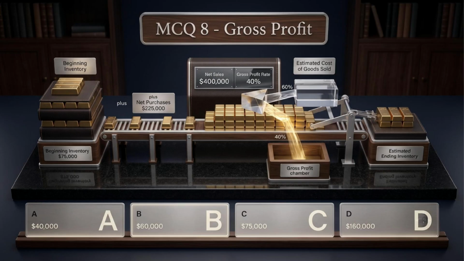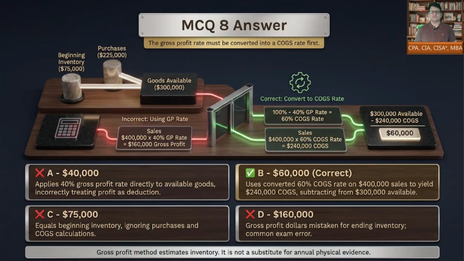The estimated gross profit rate is 40%. Using the gross profit method, what is estimated ending inventory? A $40,000, B $60,000, C $75,000, D $160,000. Convert the gross profit rate into a COGS rate before solving. The correct answer is B $60,000.